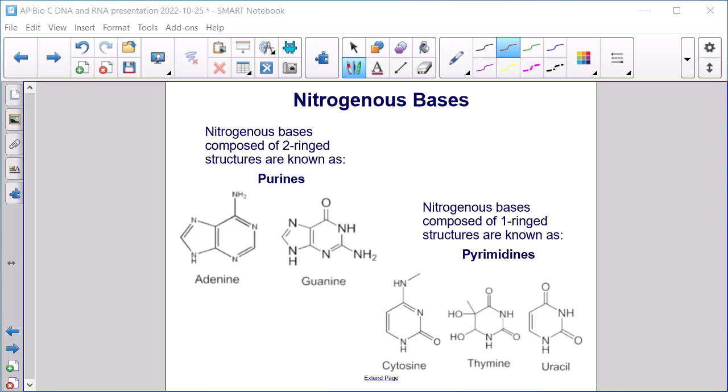Nitrogenous bases composed of two ringed structures are known as purines. So adenine and guanine have two rings. These are known as purines. Nitrogenous bases composed of one ringed structure are known as pyrimidines. Here's one ring: cytosine, thymine, and uracil.